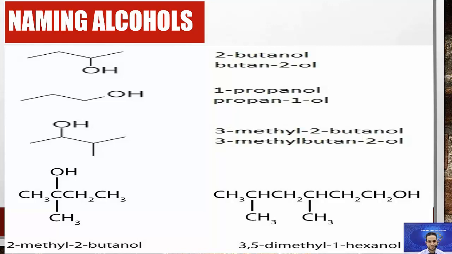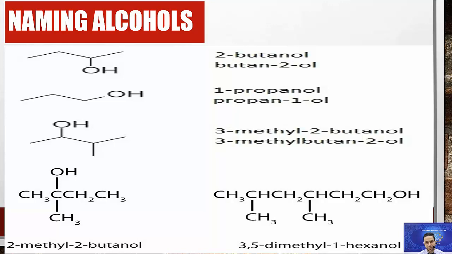Start from the first compound. If you count how many carbon atoms, 1, 2, 3, 4. Numbering from right or left? Yes, right. Why? Because it is nearest to the OH group. So 1, 2, 3, 4. So the name is butane, and you have to write the position of OH at carbon atom number 2. So butane-2-ol, or you can write 2-butanol. Any one of them is correct.